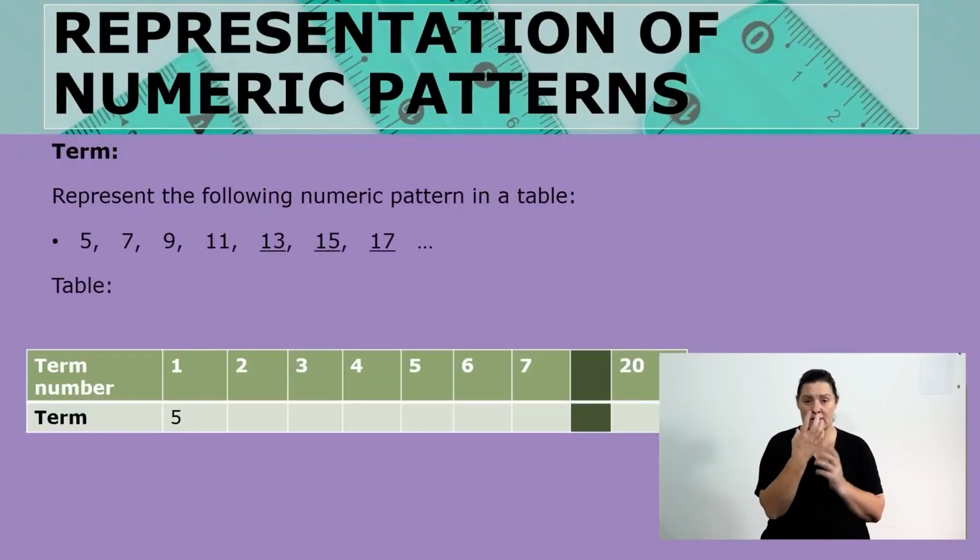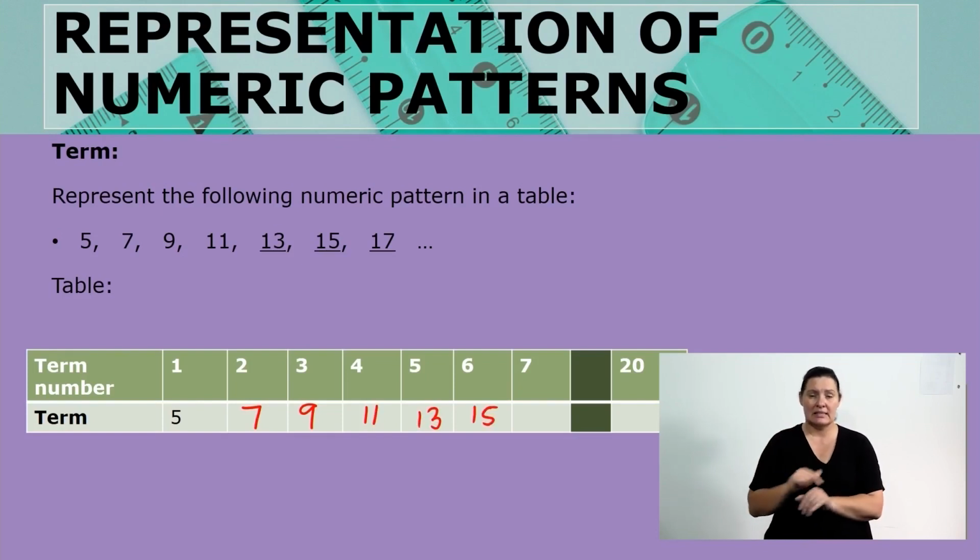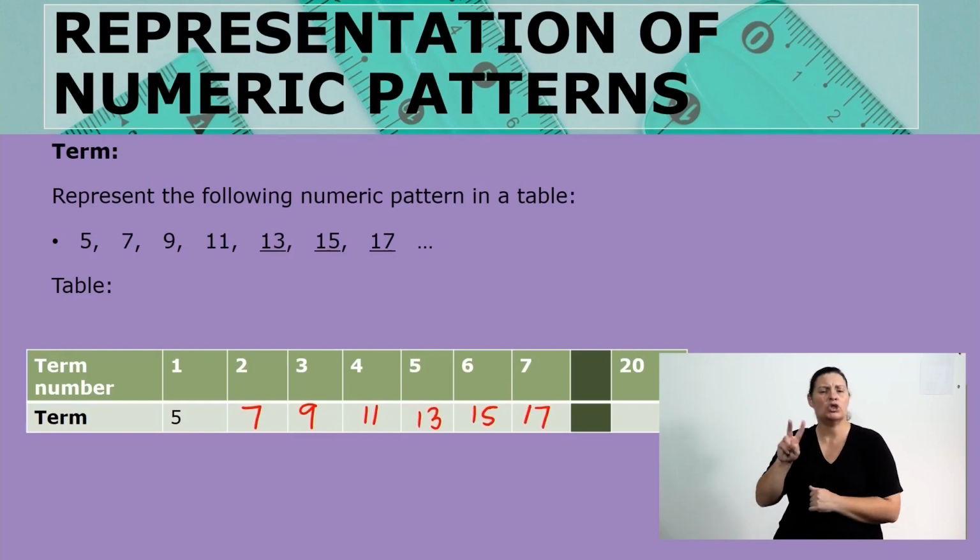So the first number or the first term is 5. The second one is 7. The third one is 9. The fourth one is 11. The fifth is 13. The sixth is 15. And the seventh term is 17. Now, what would the 20th term be?